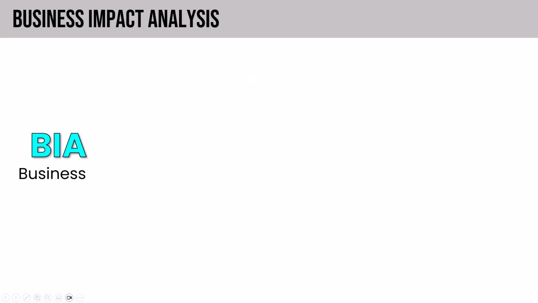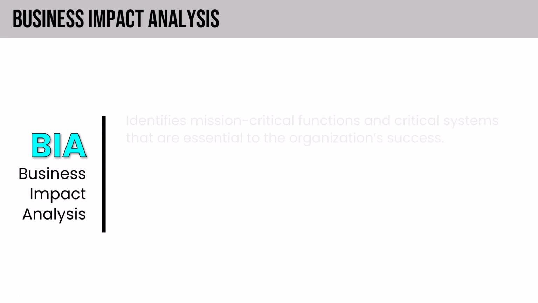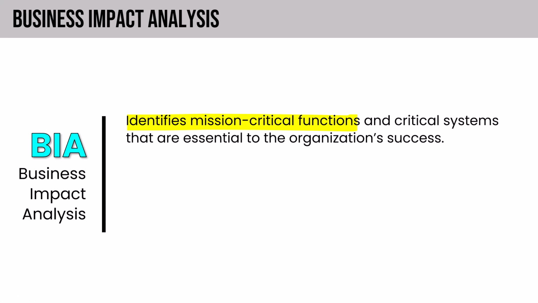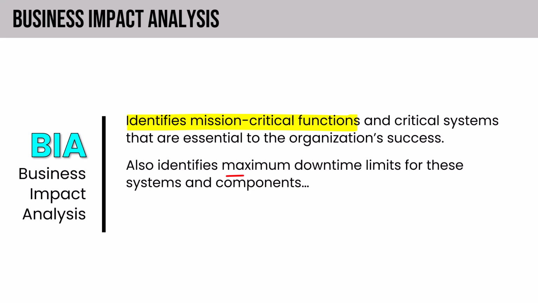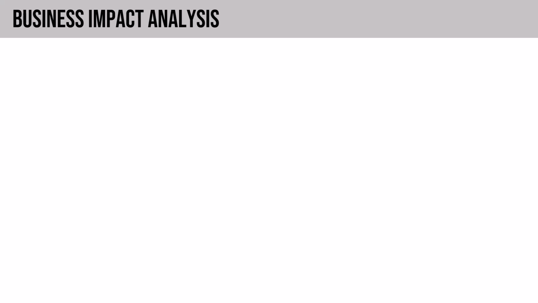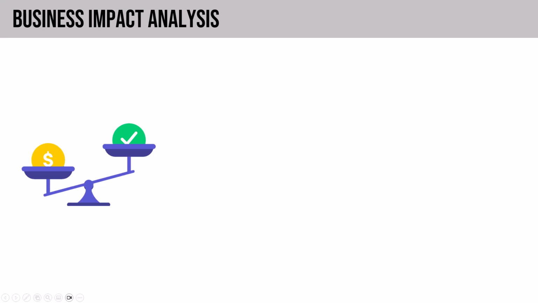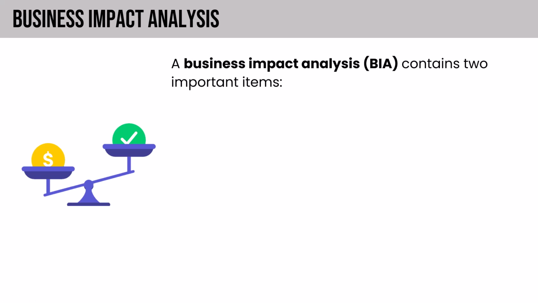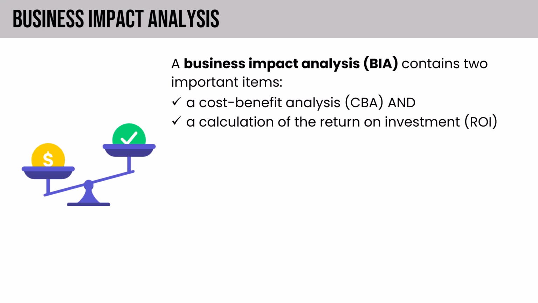Next, we have the business impact analysis, which identifies mission-critical functions and critical systems that are essential to the organization's success. It also identifies maximum downtime limits for these systems and components, as well as the scenarios that can impact these systems and the potential losses from an incident. These inputs enable the organization to make some decisions around their critical infrastructure. So the organization has some decisions to weigh, and a business impact analysis contains two important items: a cost-benefit analysis and a calculation of the return on investment.